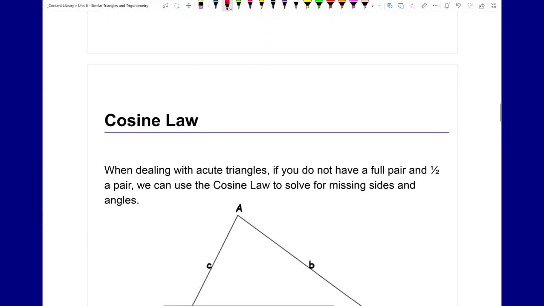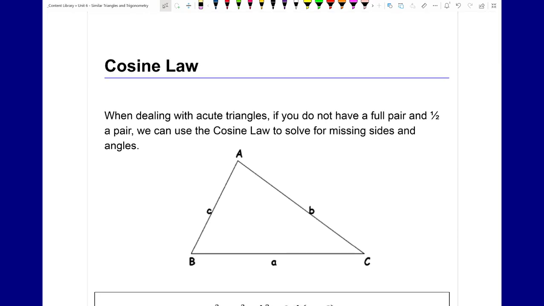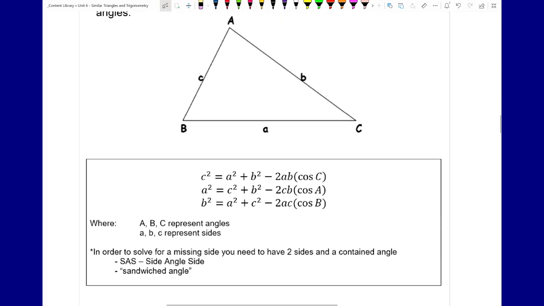And this is called cosine law. So we're going to use cosine law again for dealing with acute triangles if we do not have a full pair and a half pair. So we can use what's called cosine law. We're going to have something similar to this, right? This is the same kind of triangle that we looked at for sine law, acute triangle, no right angles, and cosine law is going to look like this.